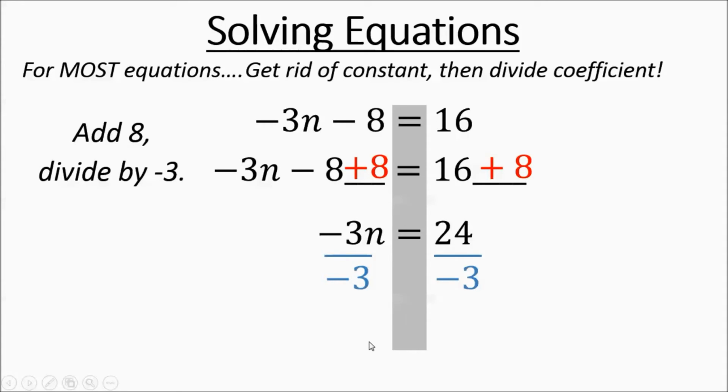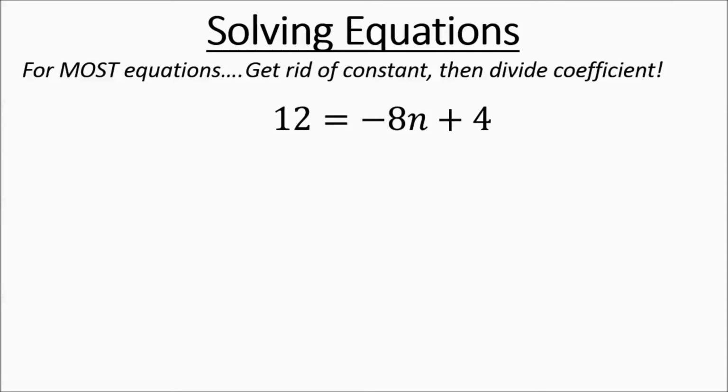That's going to leave you with n equaling 24 divided by negative 3, which is negative 8. If you plug a negative 8 back in here, negative 3 times negative 8 is 24. 24 minus 8 does give you 16. You always want to make sure that the answer actually works.